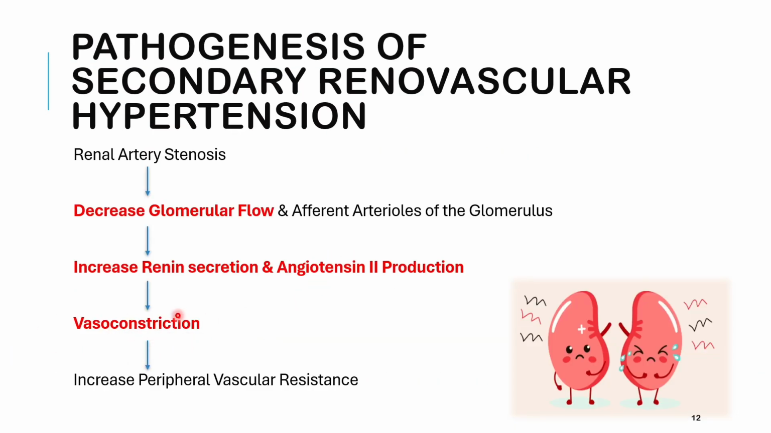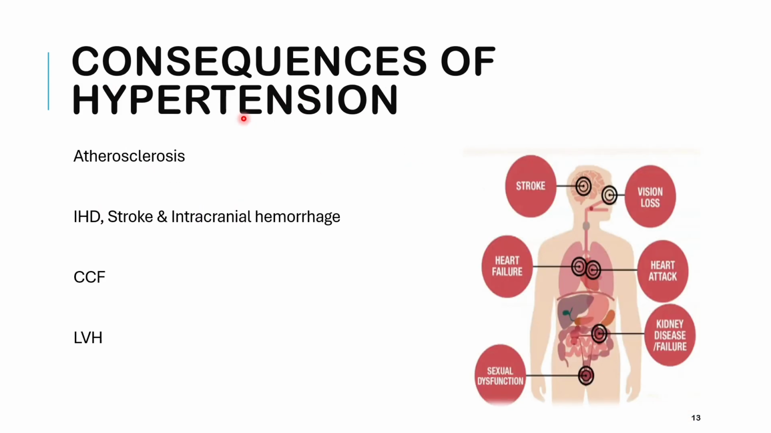So, aldosterone will lead to vasoconstriction as well. Angiotensin 2 can have a direct vasoconstriction effect as well. So, there will be increased vascular resistance, which will also contribute to the hypertension. So, by vasoconstriction and by aldosterone production, you can have hypertension whenever there is renal artery stenosis. So, that is the main pathogenesis behind the secondary hypertension.